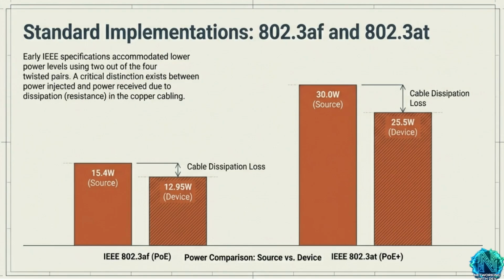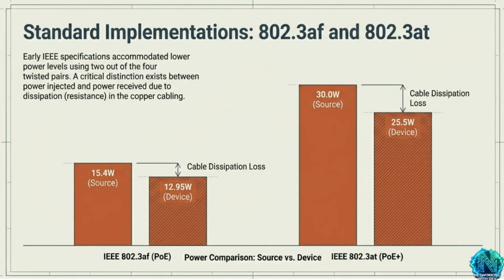Now that we know who the players are, we need to understand the power gap, the difference between what a switch sends and what a device actually receives. On the left, we have the original IEEE 802.3af, simply known as PoE. This standard was designed for low-power devices like basic IP phones. While the switch injects 15.4 watts at the source, you'll notice the device only receives 12.95 watts. This difference is due to cable dissipation loss. As electricity travels through copper, it encounters resistance, which turns some of that power into heat before it ever reaches the endpoint.